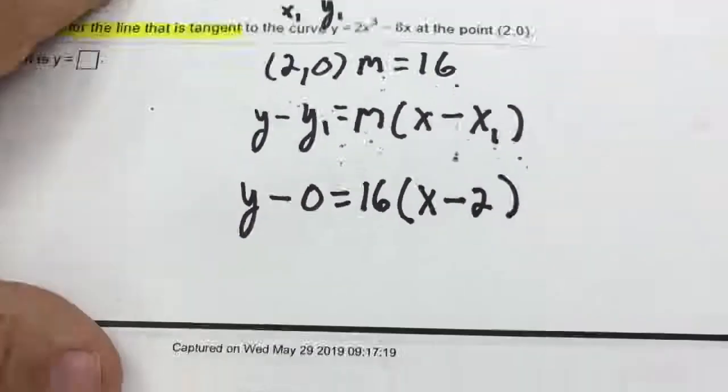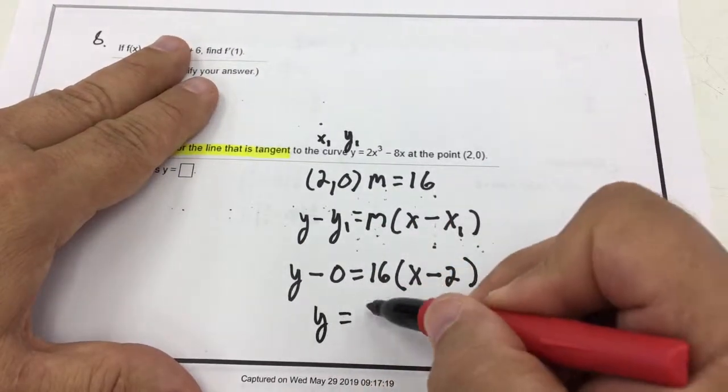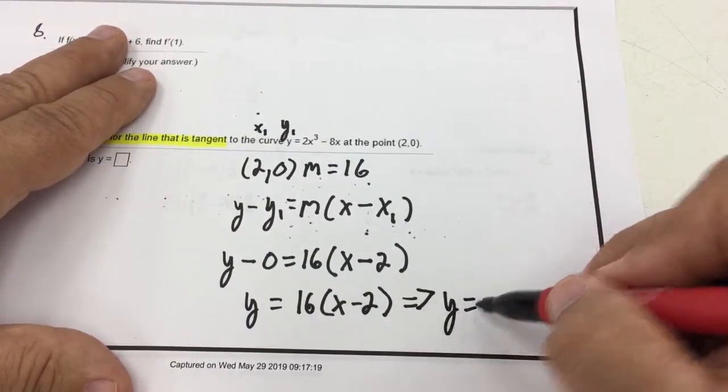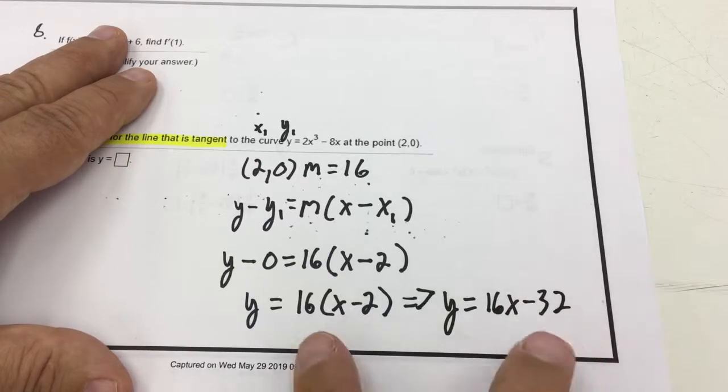If we want to freshen up our equation, we can simplify it a little bit. We could rewrite it as y equals 16 times x minus 2. Some people prefer to distribute the 16 and rewrite it as y equals 16x minus 32. Either one will be accepted by the computer.